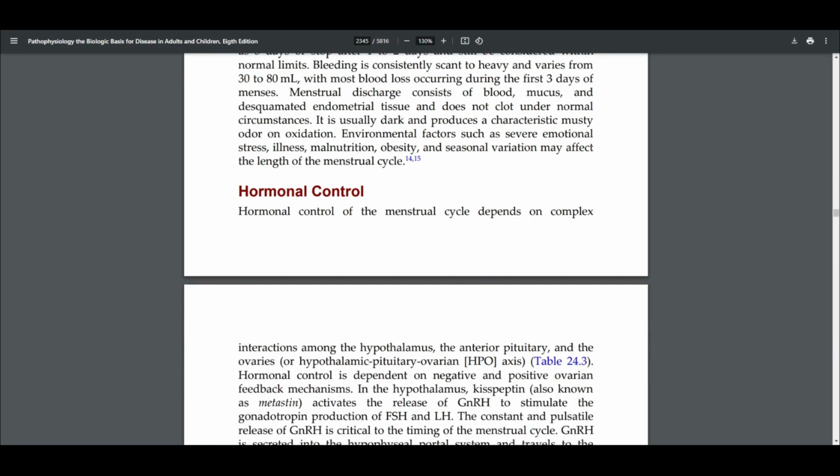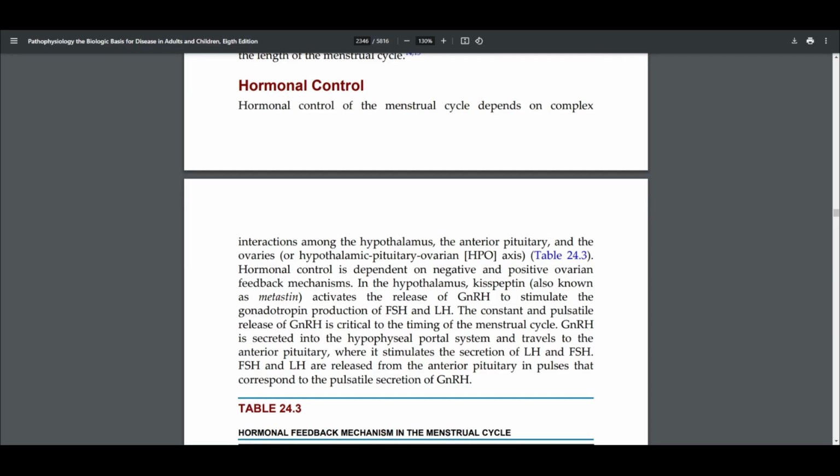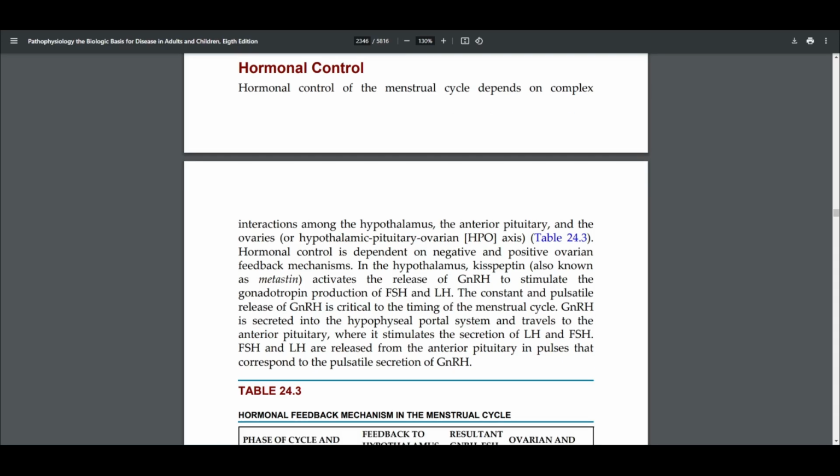So, hormonal control. Hormonal control of the menstrual cycle depends on complex interactions among the hypothalamus and the anterior pituitary, and ovaries. Hormonal control is dependent on negative and positive ovarian feedback mechanisms. In the hypothalamus, kisspeptin activates the release of GnRH to stimulate the gonadotropin production of FSH and LH. The constant and pulsatile release of GnRH is critical to the timing of the menstrual cycle.